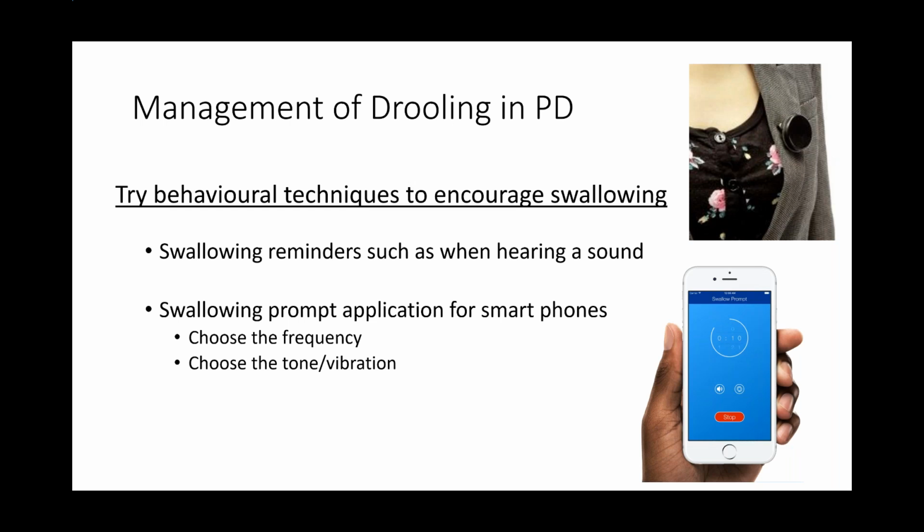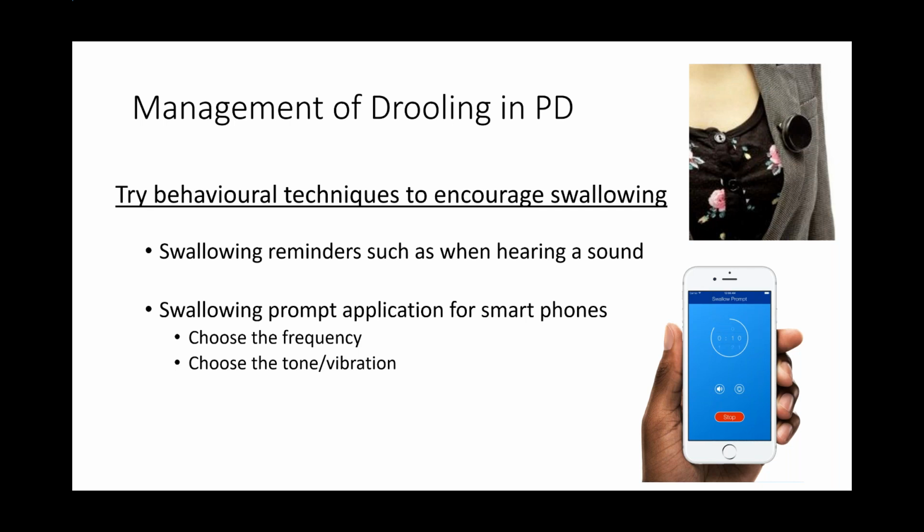It may be worthwhile trying some behavioral techniques for encouraging swallowing. So a lot of people with Parkinson's don't swallow frequently enough, and it's hard to really remember to swallow. We typically don't think about it consciously on a regular basis, but there have been a couple of things developed to help people remind themselves to swallow. You may notice the picture with the woman's chest and a little button on her coat. That is a little sound that goes off to remind that person to swallow. So you can get these types of devices that make a sound to have you swallow at a certain frequency.